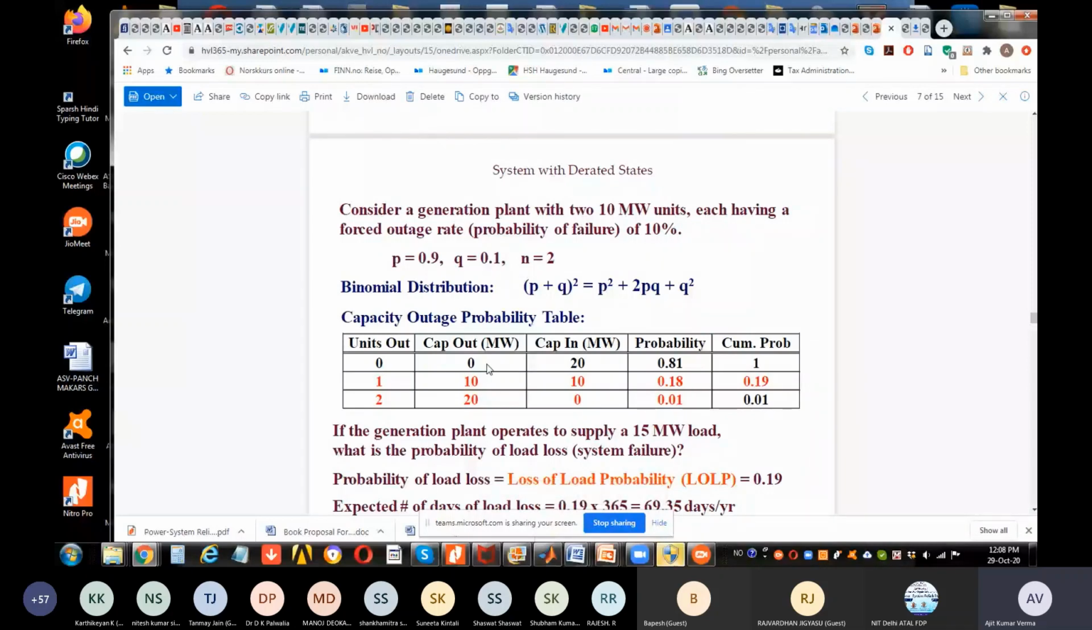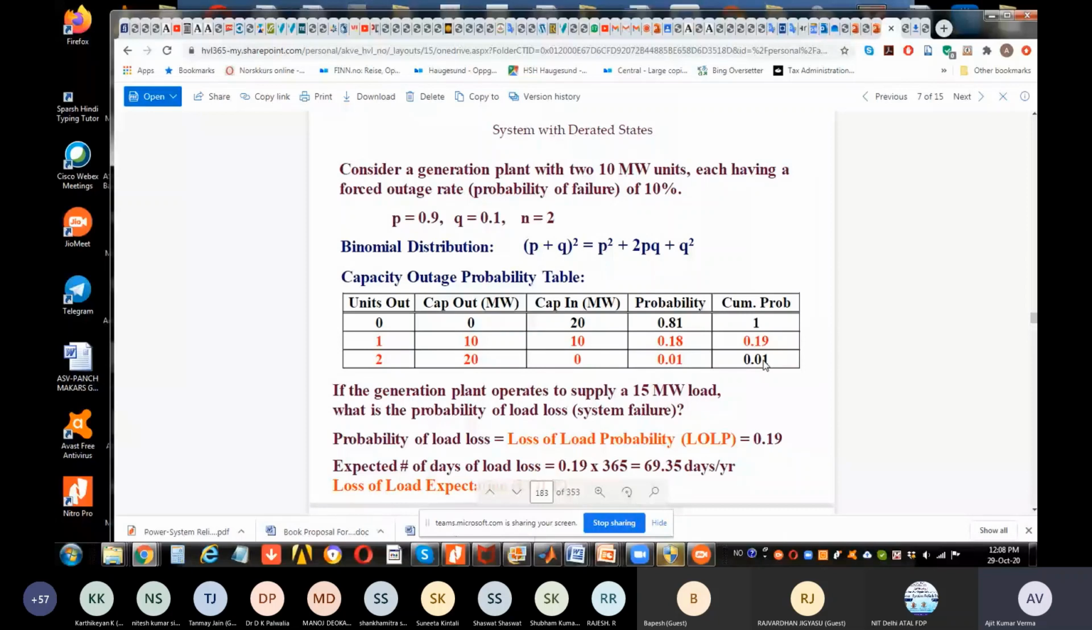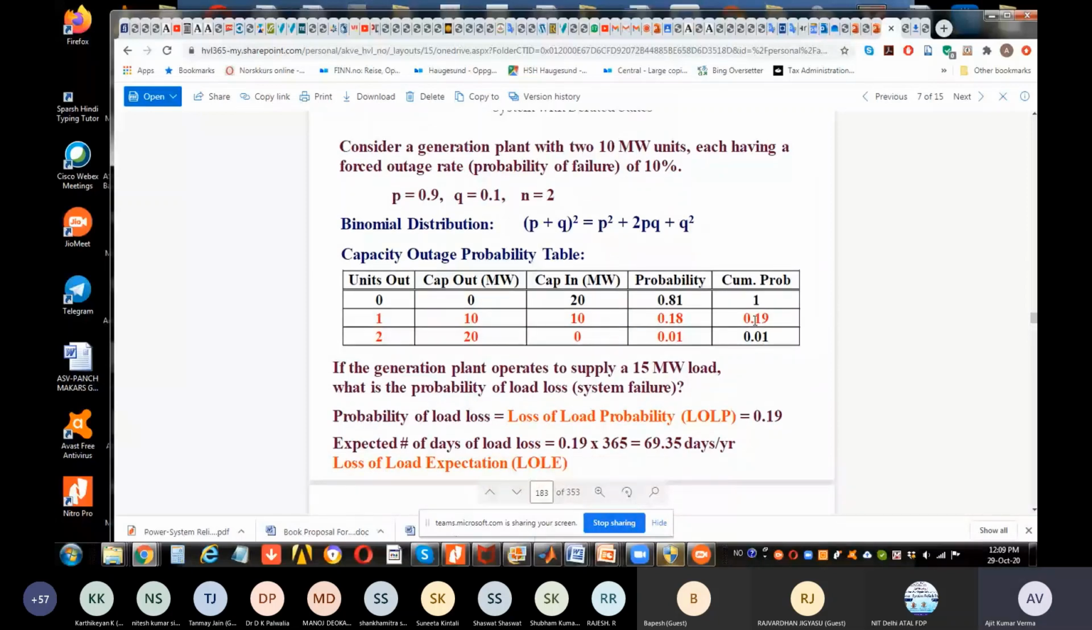And then both of them are available. That's zero capacity out. So 0.9 into 0.9, that gives you 0.81. And the cumulative probability, of course, will all total up to 1. So you take these probabilities and you add them up and it will give you 1. You take this probability, this is the probability here. And then take these 3, this is the probability here.